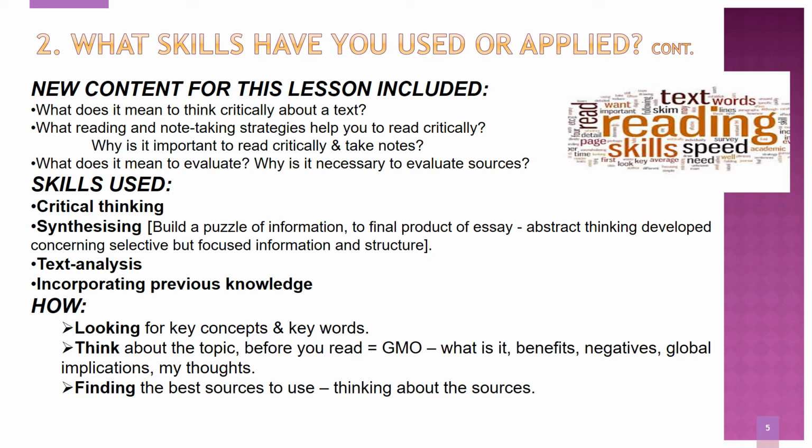How did you do this? You had to look at Nomusa's prompt or essay. You had to look at Nomusa's topic, and then you had to look for key concepts and keywords. You had to think about the topic before you read, and you had to look at GMO, which are the keywords: GMO foods, the benefits of GMO foods, the negatives of GMO foods, and the global implications. You also had to share your own thoughts about what you think about GMO foods. Also, you were expected to find the best sources to use for that text.